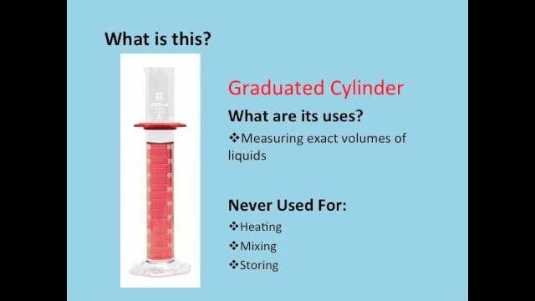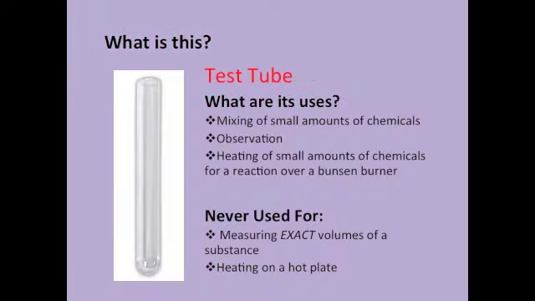This is a graduated cylinder. A graduated cylinder has one function, and that is to measure exact volumes of liquids. So when you're trying to measure the volume of a liquid, you want to do it with a graduated cylinder. You'll notice it's got a lot of little lines between the numbers. You never want to use a graduated cylinder for heating or mixing or storing of chemicals. That's not its function. It could break.